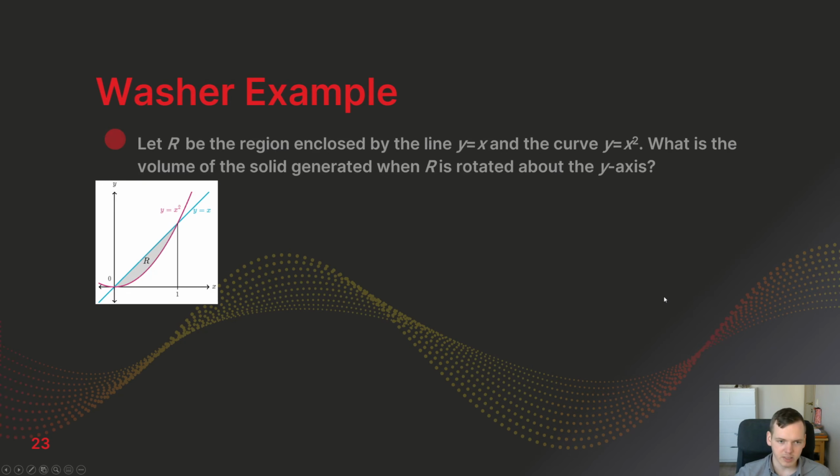So, a washer example. Let R be the region enclosed by the line y equals x and the curve y equals x squared. What is the volume of the solid generated when R is rotated about the y-axis? So if we imagine rotating this shape, it's going to produce something that looks roughly like this. And this will come around.